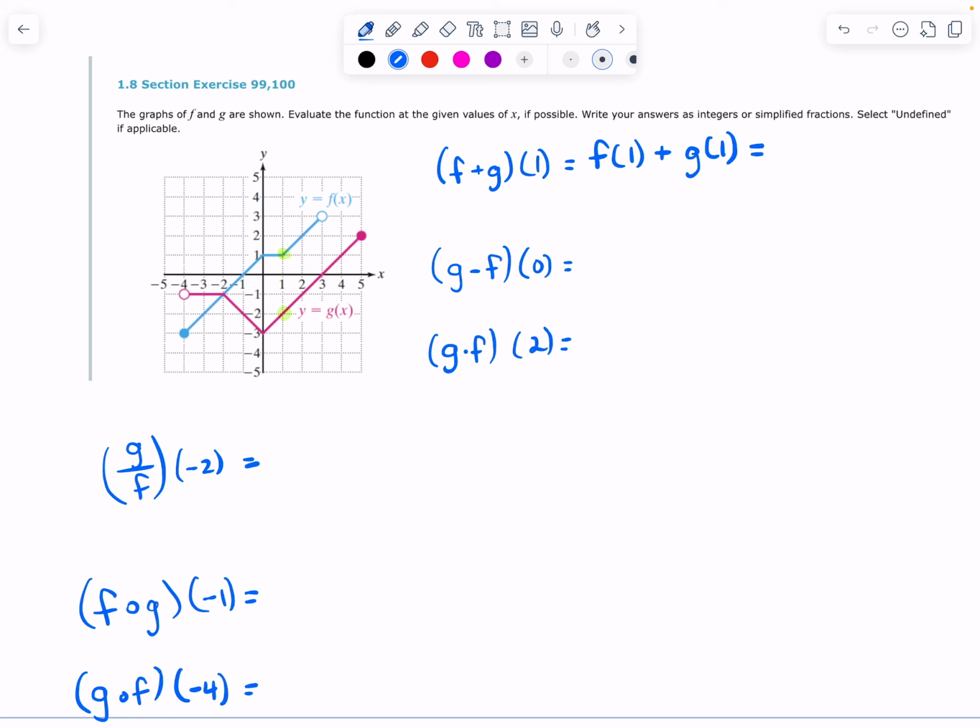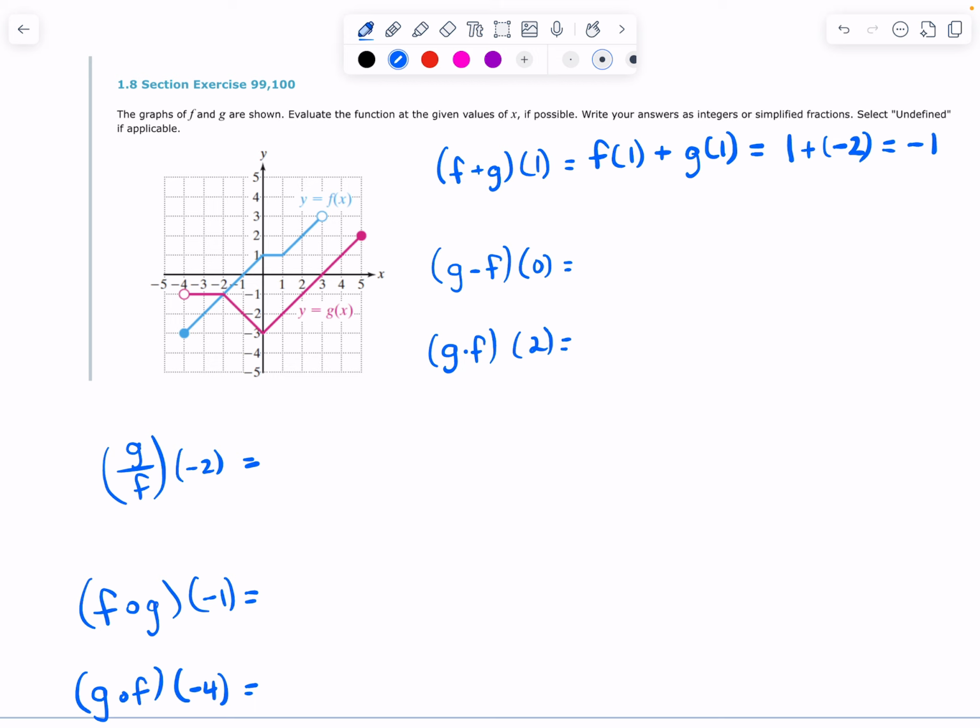So let's go back. F of 1 is 1. So we're looking at the value of y when x is 1. So that is here. And then we're looking at the value of y when x is 1 for the g function. So that's going to be 1 plus negative 2, which is going to be negative 1. Okay, so let's clear our graph here. And let's go back to the next one.